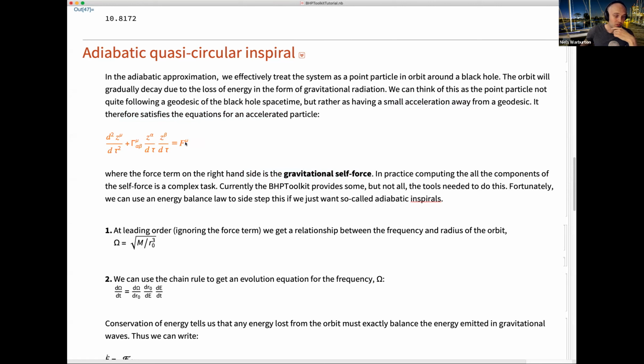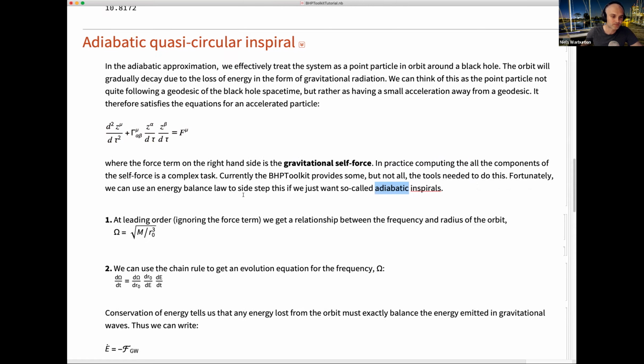Actually computing all of the components of this self force is a pretty challenging task, well beyond the scope of this tutorial. In fact, with the toolkit at present, you could probably only do it for scalar field perturbations, because you don't have access to the metric perturbation necessarily, although that will be coming. So instead, we will make use of a flux balance law to sidestep this and just compute the leading order evolution. This is what's called an adiabatic inspiral.